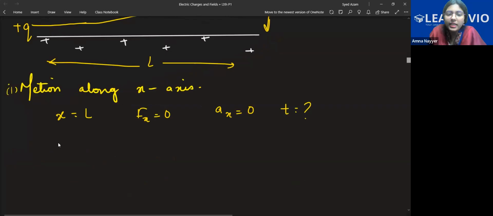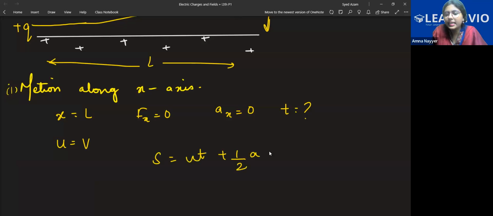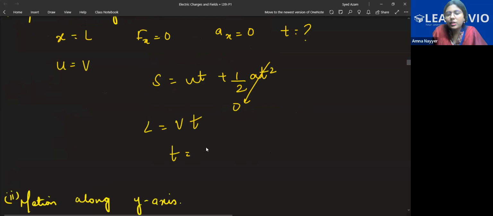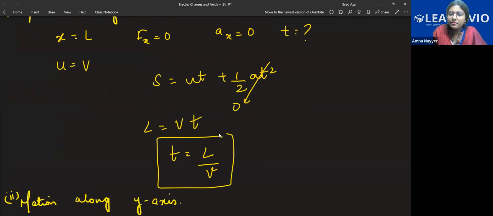One more thing we know is that the initial velocity is equal to v. So see, class, if you apply any of the equations, let's apply this only: s is equal to ut plus half at square. This part will be 0 this time. So L is equal to v into t. So the first part says time period is equal to L by v, right? Yeah. This is the answer for the first part.